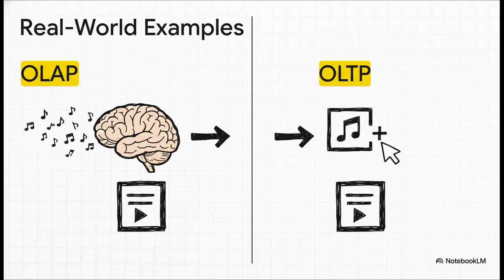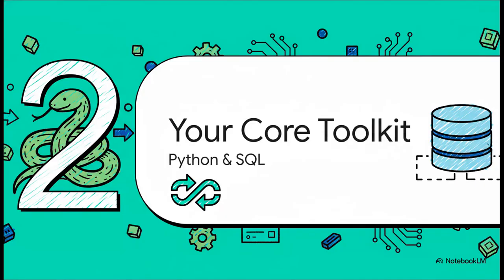Okay, that clicks. So when Spotify makes my Discover Weekly playlist, that's an OLAP system digging through all my listening history. But when I just hit like on a new song, that's an OLTP system handling that one single immediate action. Got it. Exactly. You got it.